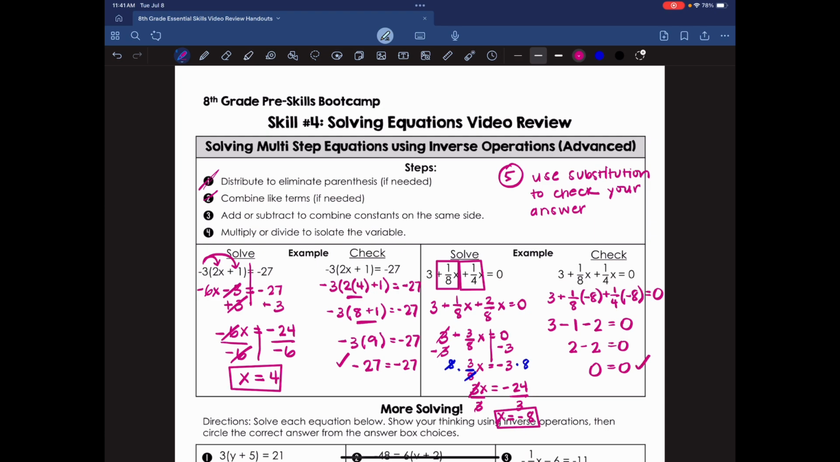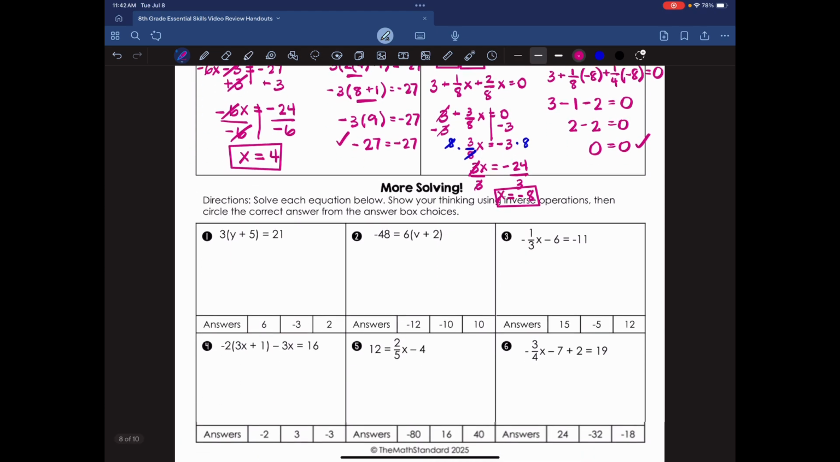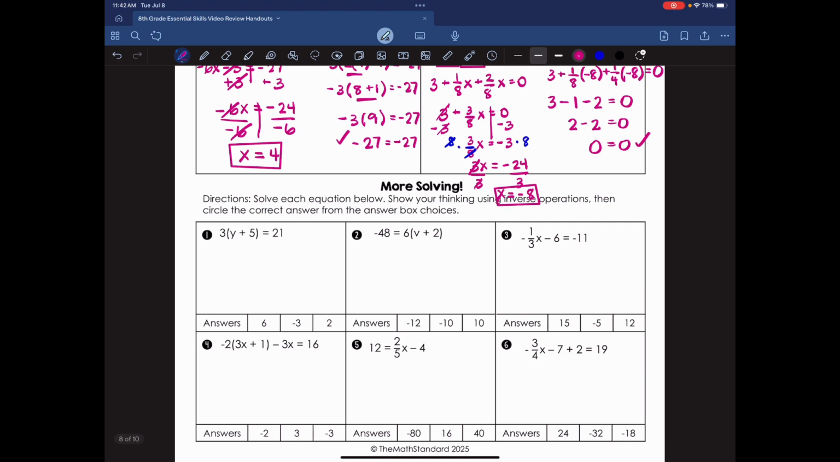So these problems are a little tricky just because they involve more steps. You have to be confident with your ability to distribute and your ability to combine like terms. But these last 2 steps really are the same no matter what. You're going to find the constant, do the opposite to move it, and then multiply or divide to get that variable below.